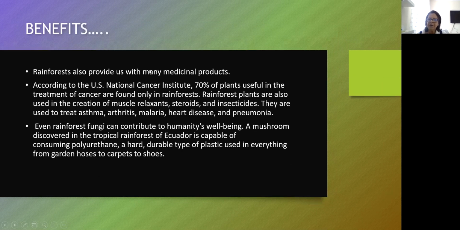We also will talk about many medicinal products that come from the forest, from the rainforest. The U.S. National Cancer Institute says that approximately 70% of plants used in treatments of cancer around the world come from there. Also, there is an important fungus found in Ecuador which is capable of consuming polyurethane, which is a very hard, durable type of plastic.